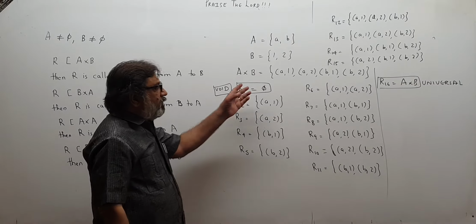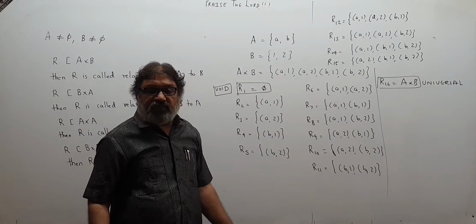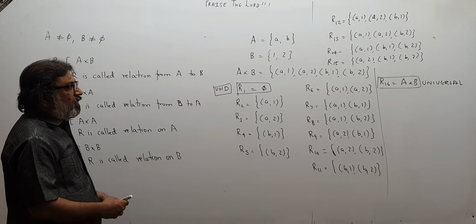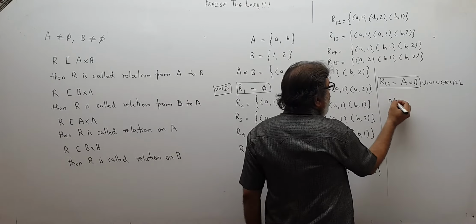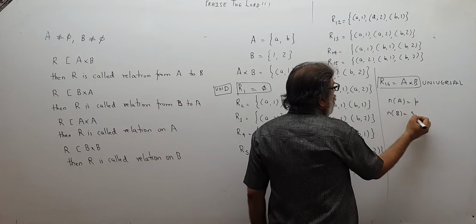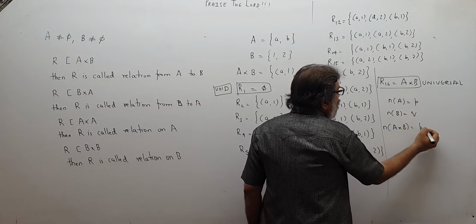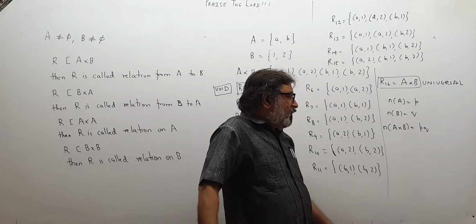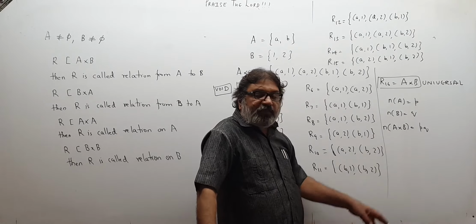So like this, if A and B sets are given to me, I construct first A cross B and then I construct all its subsets. So I get 16 relations possible. So children, please remember, now from this example you can make out, if number of elements in A is P and number of elements in B is Q, what will be number of elements in A cross B? That you know it will be PQ, right? n(A) into n(B), PQ.